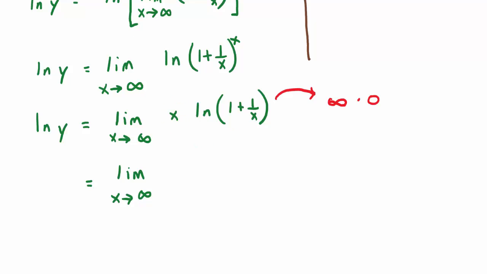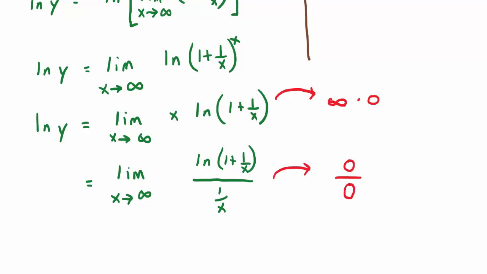So if I rewrite it as the natural log of 1 plus 1 over x divided by 1 over x, that's the same thing as multiplying by x over 1. And now is it the right form? From the natural log of 1 plus 1 over x, the limit of that as x goes to infinity is 0. So we have 0 on top. And what about 1 over x as x goes to infinity? 0 on the bottom.